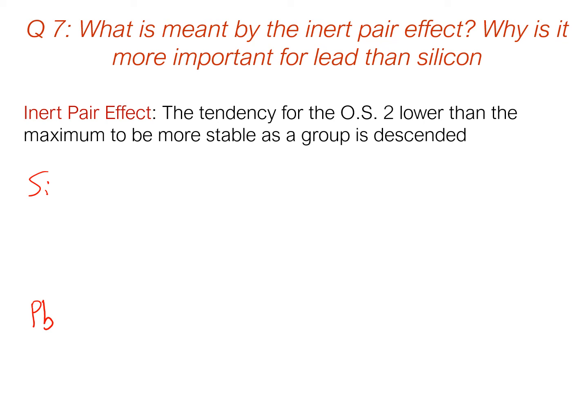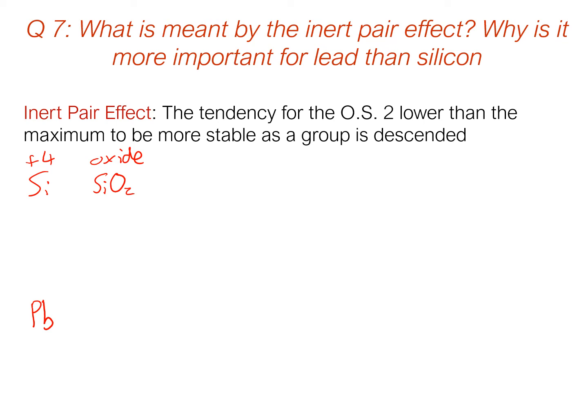So with silicon, we know that's perfectly fine to be in an oxidation state of +4. For example, the oxide, let's look at those. As an oxide, we've seen that silicon forms silica, which is SiO2, silicon dioxide.